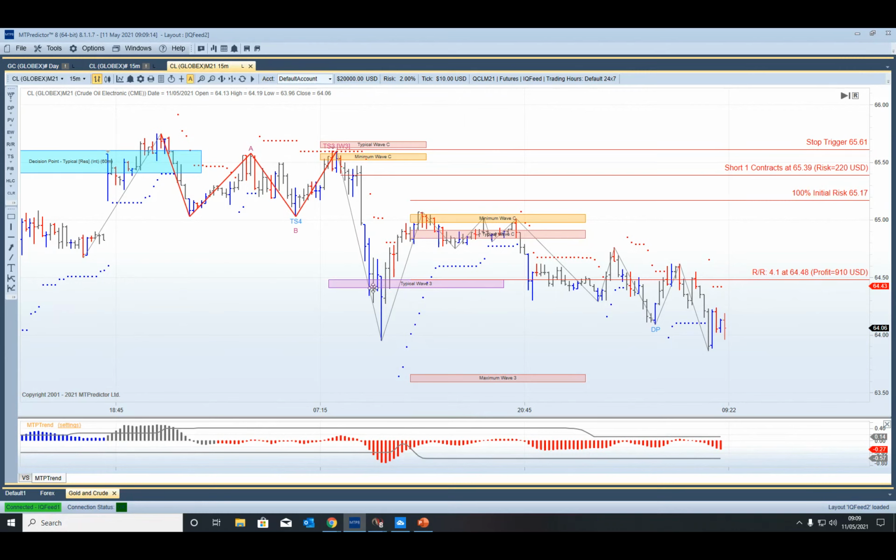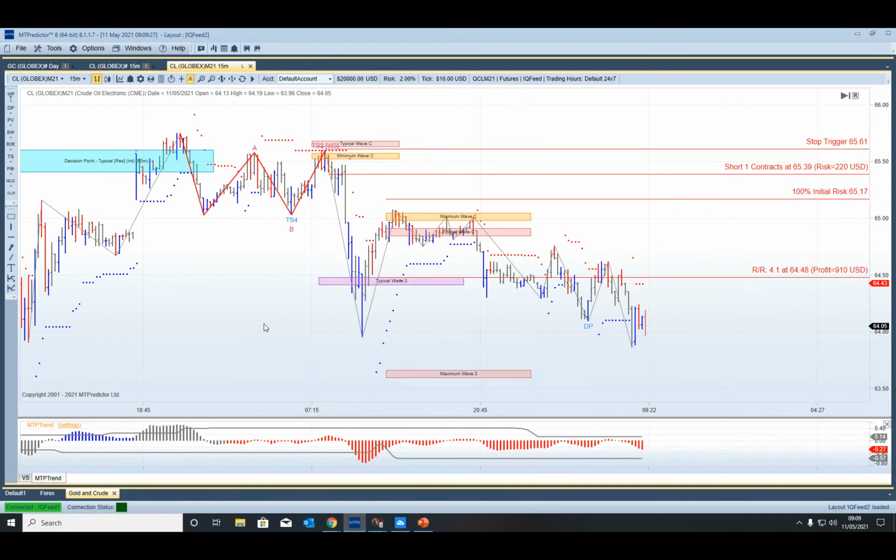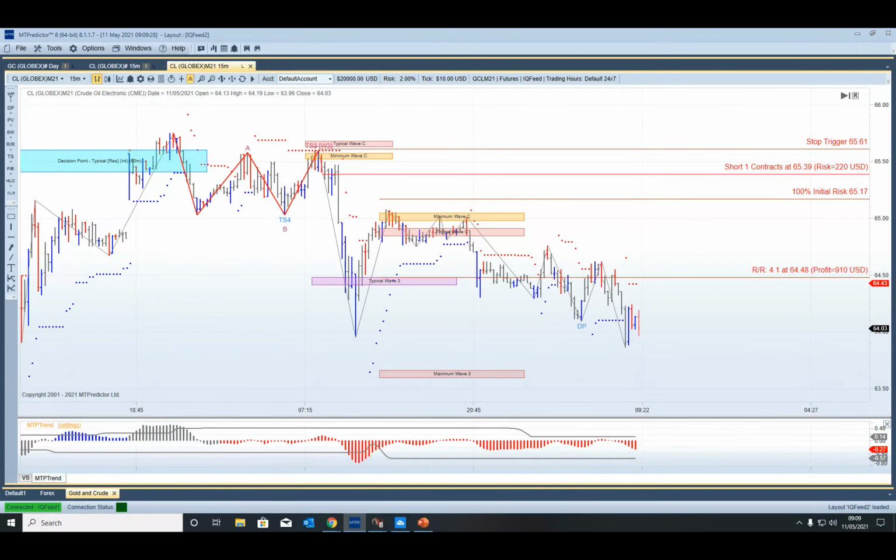In other words, the wave 3 is likely to end at this level. Can you see how the profit at that level was large, not just in dollars, but large in relation to the initial risk? That's why we like these trade setups. But the reason I wanted to have a look at this example is look what happened afterwards.